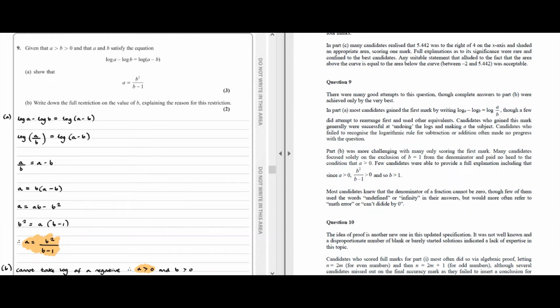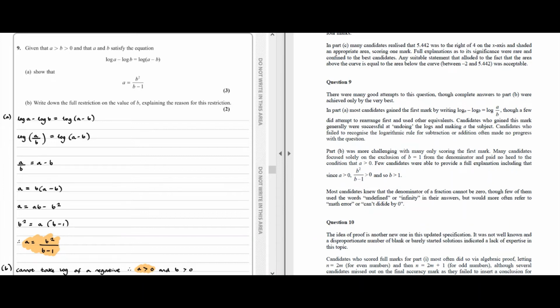Candidates who failed to recognise the logarithmic rule for subtraction or addition often made no progress with the question. It's quite a straightforward rule as well. Part B was more challenging, with many only scoring 1 mark. Many candidates focused solely on the exclusion of b equals 1 for the denominator and paid no heed to the condition that a must be greater than 0.